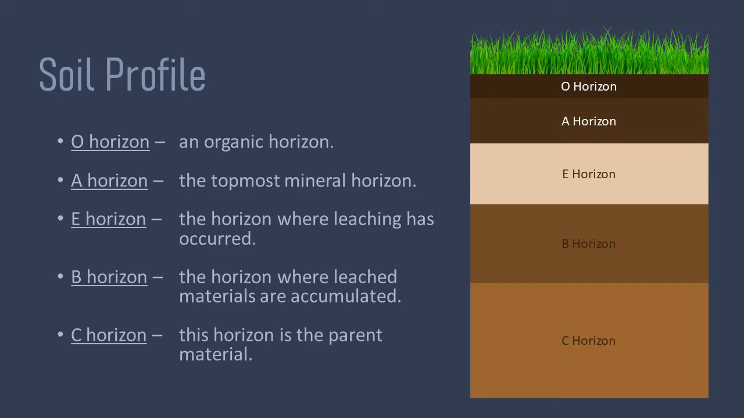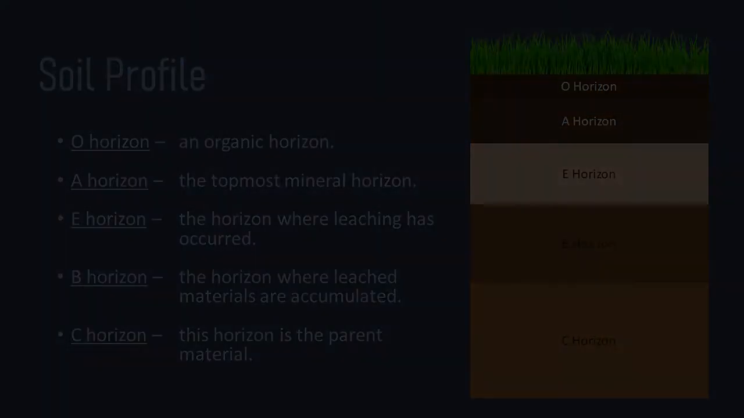The B horizon is the horizon of accumulation or illuviation. Clays and iron and aluminum oxides collect in this horizon. The C horizon is the parent material for all the horizons above it. It is the first horizon to develop, and it passes on characteristics to the horizons that develop later.